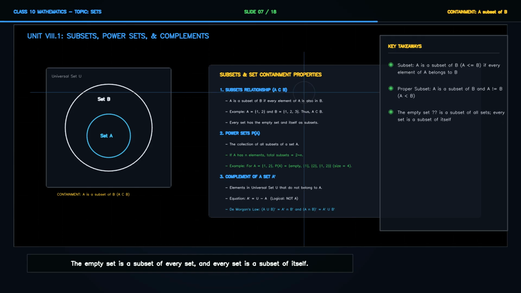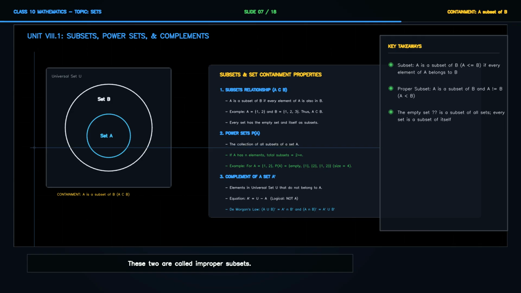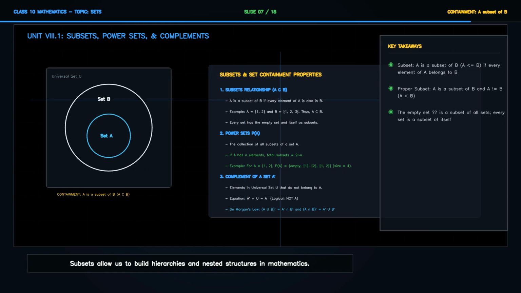The empty set is a subset of every set, and every set is a subset of itself. These two are called improper subsets. Subsets allow us to build hierarchies and nested structures in mathematics.